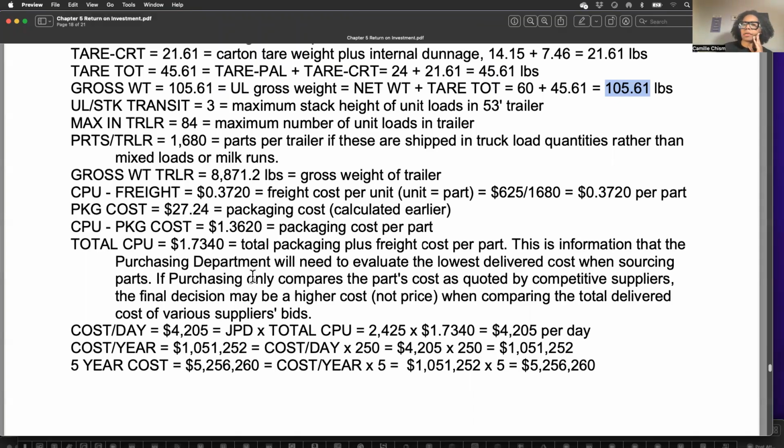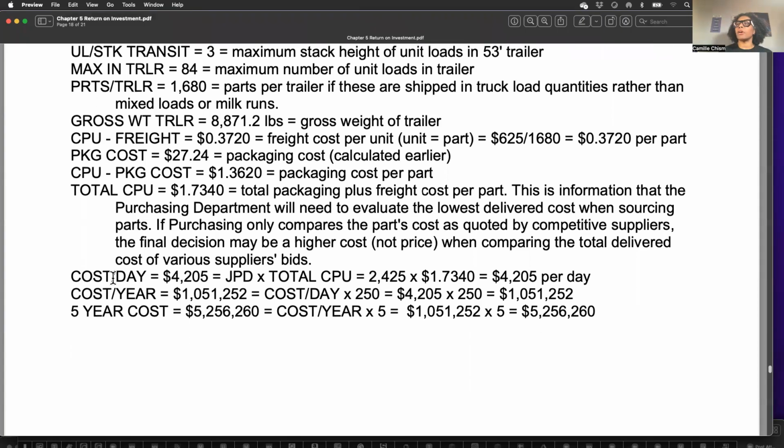Now, this is where being friends with your purchasing department is helpful, because they can give you that information, and they give you very accurate information, because those costs are all kept up to date in the purchasing department, or it may be called sourcing.